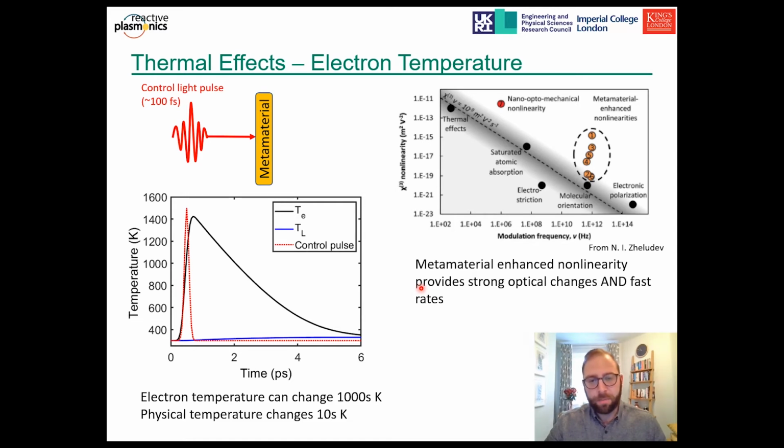These changes in electron temperature cause strong changes in the optical properties of metamaterials. This deviates from the usual rule of thumb with nonlinearities, in that the faster a nonlinearity modulates, usually the weaker the response. In metamaterials particularly, and nanostructures, we can create fast and strong nonlinearities in order to exploit these for a multitude of applications that I will discuss later.